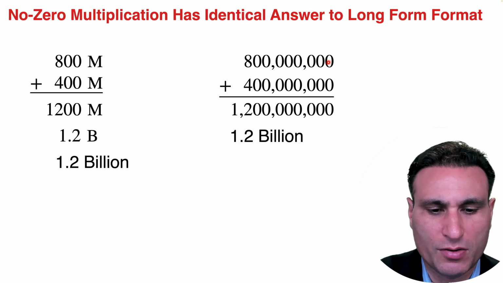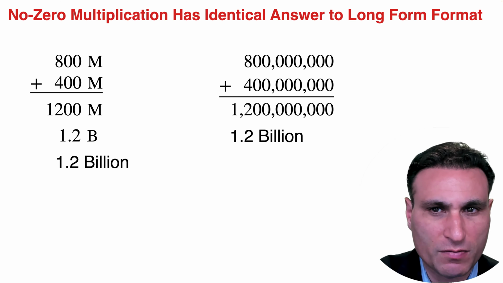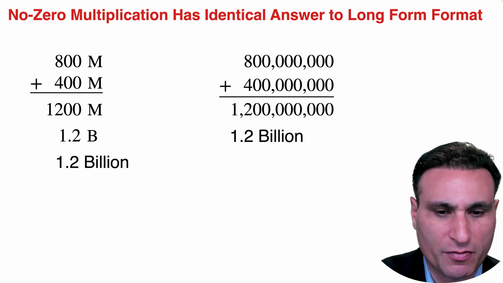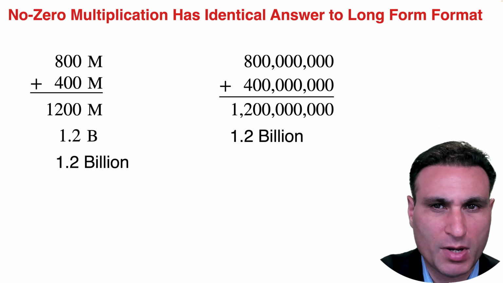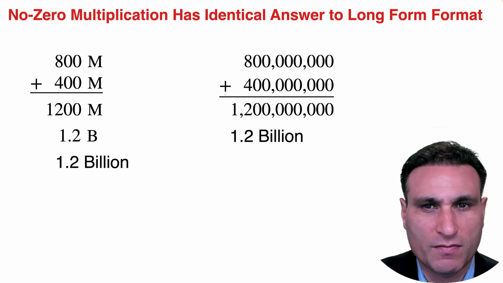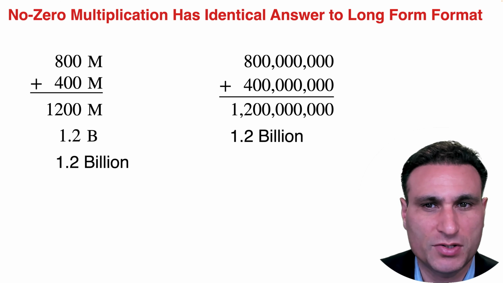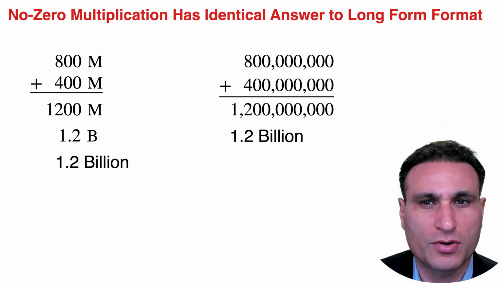Now you can see writing all the zeros here doesn't really add much value and just serves to keep track of the place value. Now we can keep track of the place value with the unit abbreviation M. And this encapsulates all the information from the zeros here, or the place value of these digits. So that's the main point. No zero multiplication and no zero calculations more broadly give the same answer as long form calculations, but in a more convenient format that is easier to calculate with and to understand. You're not getting a different answer. You're getting the same answer in a simpler and more convenient fashion.